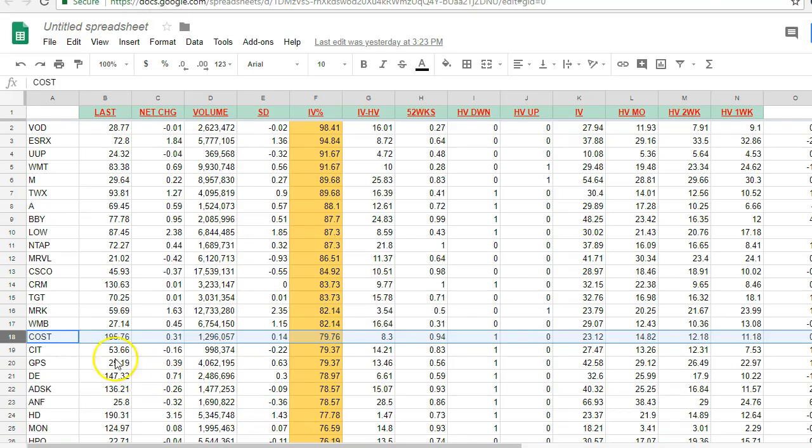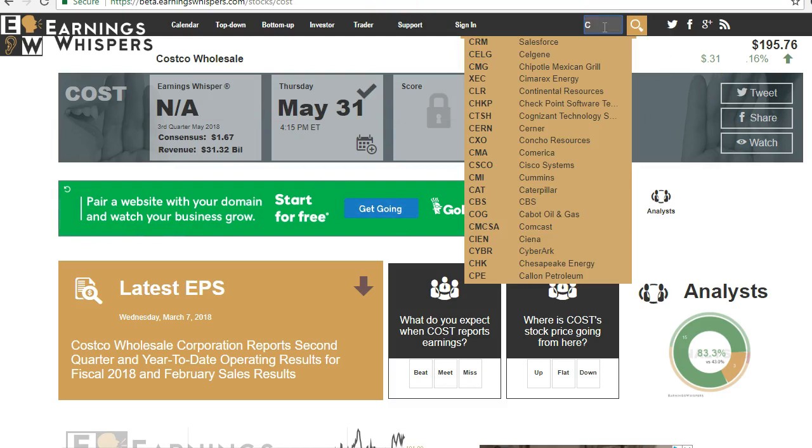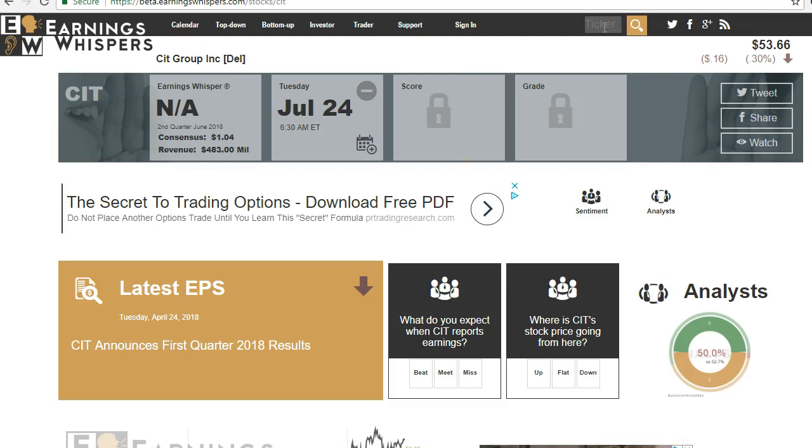All right, next one is that Citibank, Citigroup, whatever, CIT. Volatility looks good. 52 weeks price range looks good. Standard deviation looks good. Volume is kind of low, but we'll see. Let's check the earnings. CIT. July, wait, it's unknown. We don't know about this one.